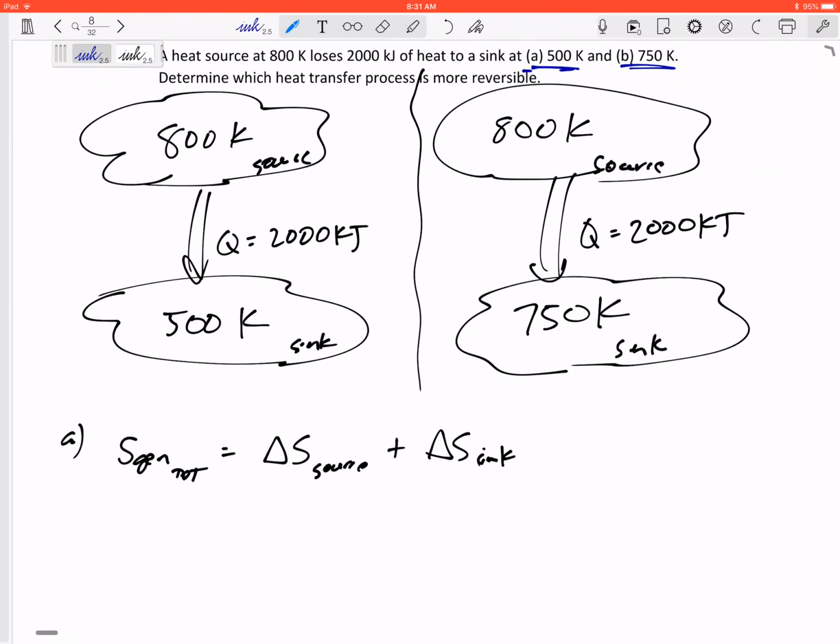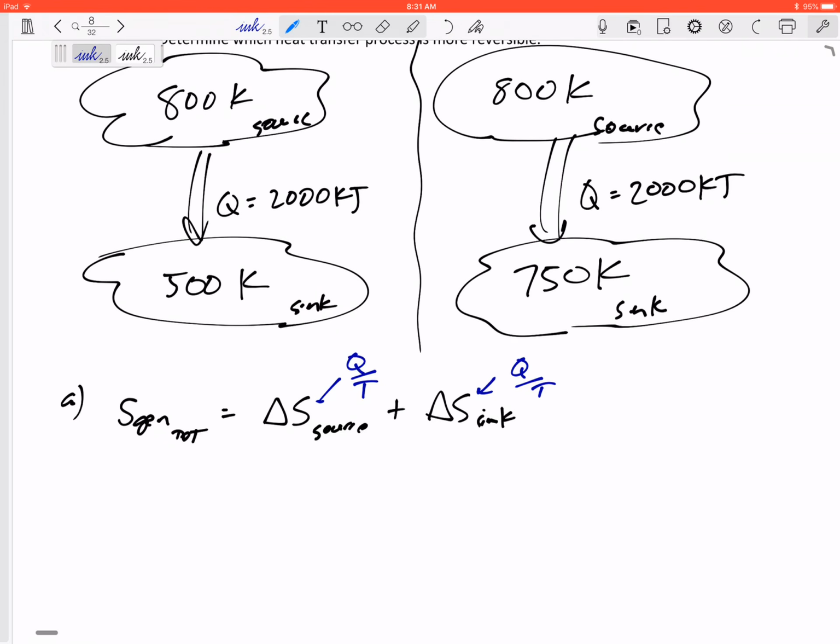Okay, and do you see that these delta S's are Q over T, because it's isothermal, because we're assuming that the source is so large that it stays at 800 Kelvin even after it loses some of this Q. So this is an isothermal heat transfer process. So these are both Q's over T's. So S-gen total for the first scenario, part A.